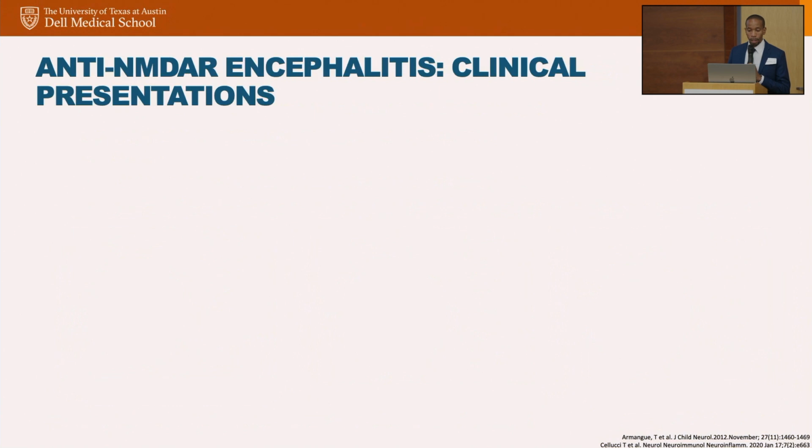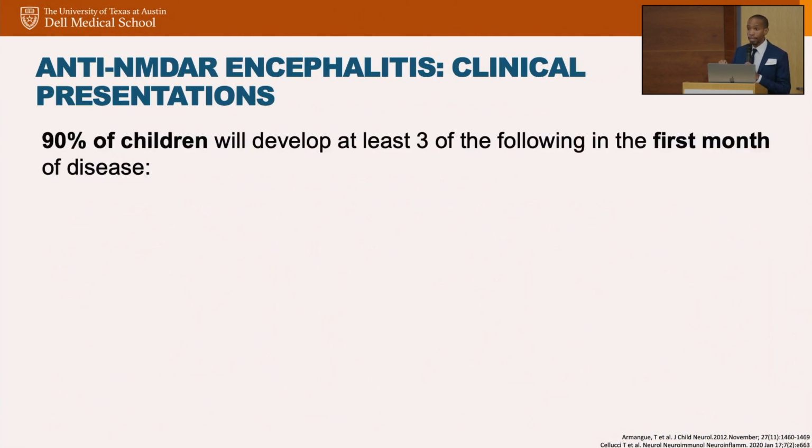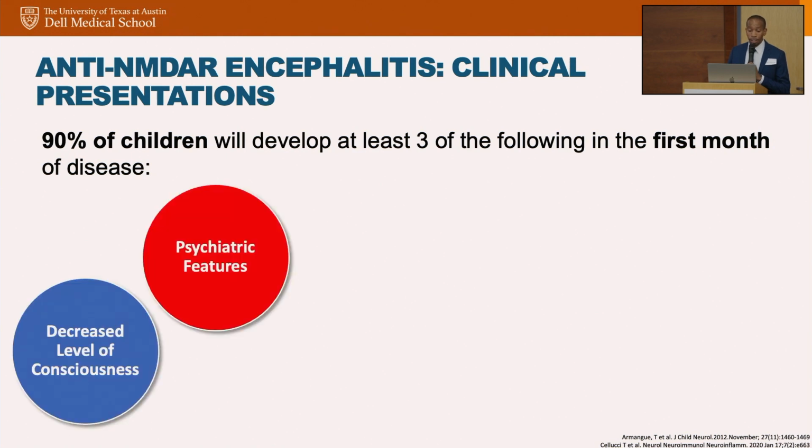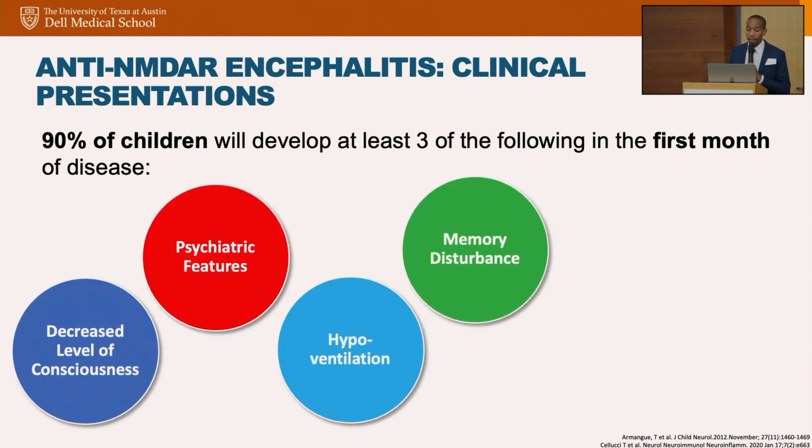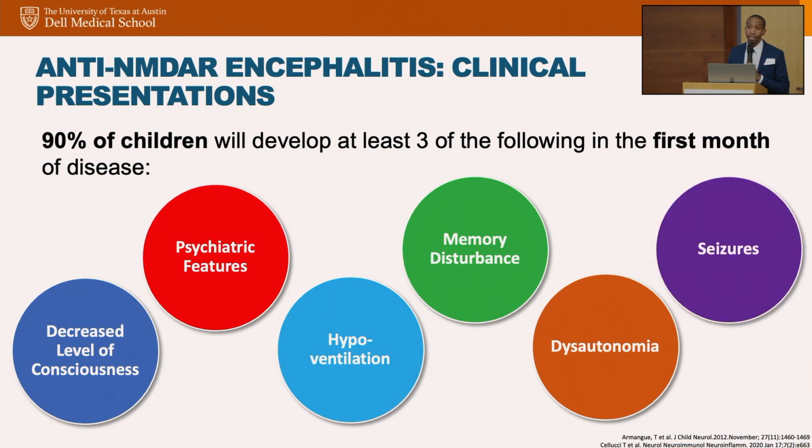Okay. So regardless of that initial presentation, within the first month of the disease, these kids will evolve and they will develop at least 3 of the following symptoms. That includes decreased level of consciousness, psychiatric features, hypoventilation, memory disturbance, dysautonomia, and seizures. So once again, they rapidly evolve and develop these other features, and so if you follow them closely, you won't miss it.